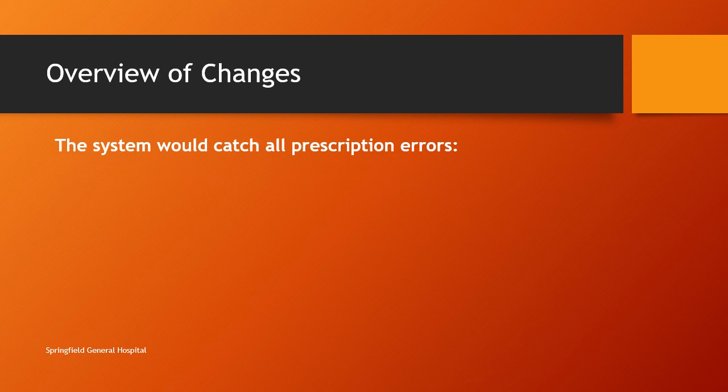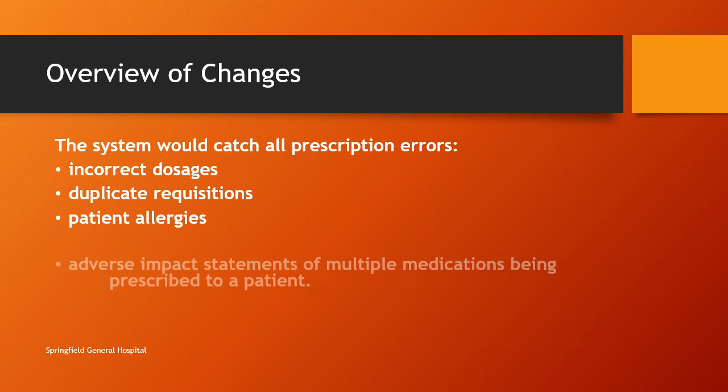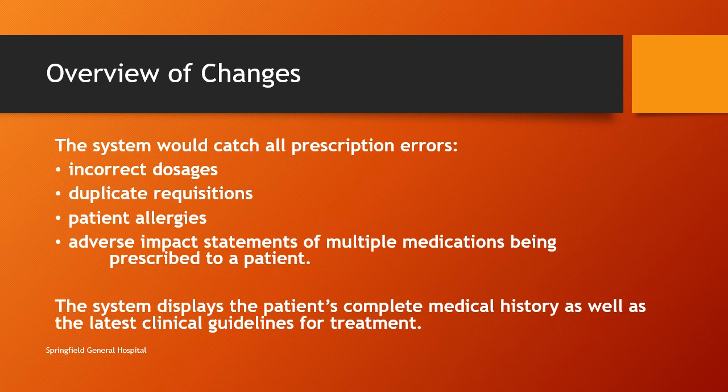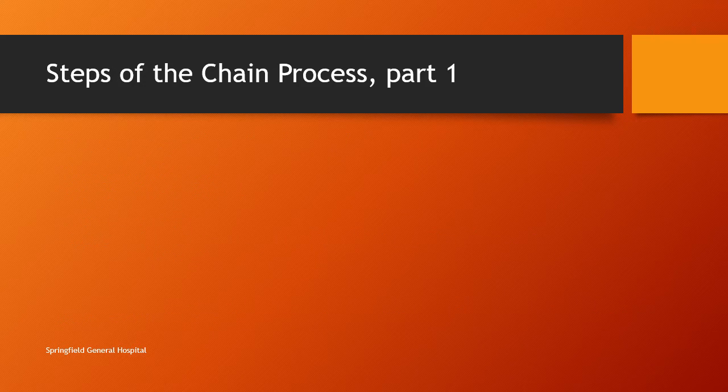The system will catch all prescription errors, including incorrect doses, duplicate requisitions, patient allergies, and adverse impacts of multiple medications being prescribed to a patient, and the system will display the patient's complete medical history as well as the latest clinical guidelines for that treatment. So this system can be a game changer if we implement things correctly. However, proper steps need to be taken.